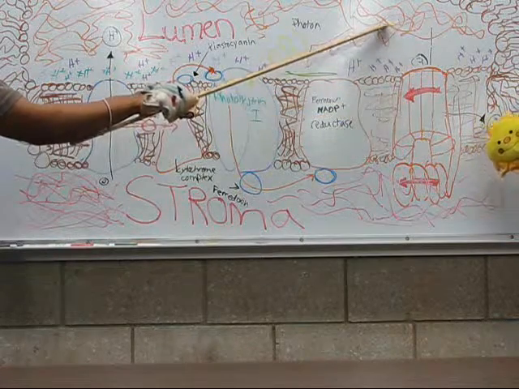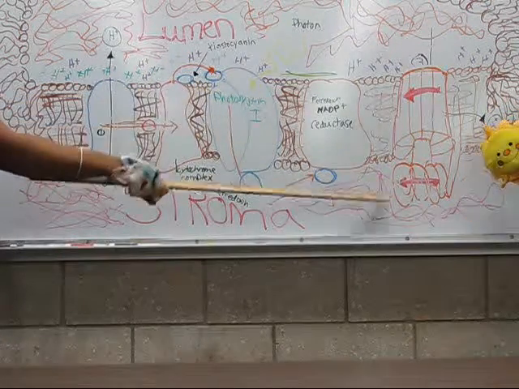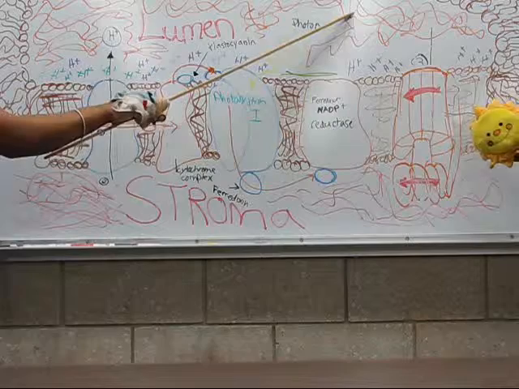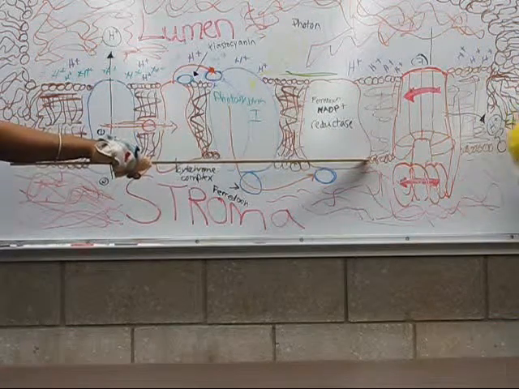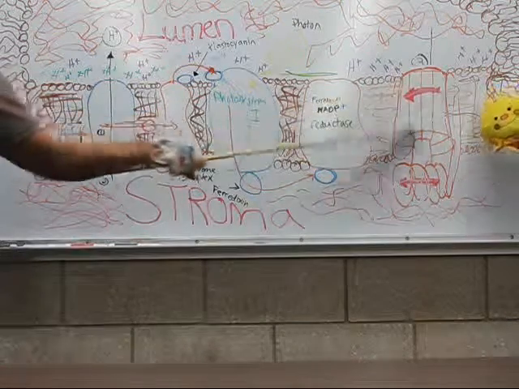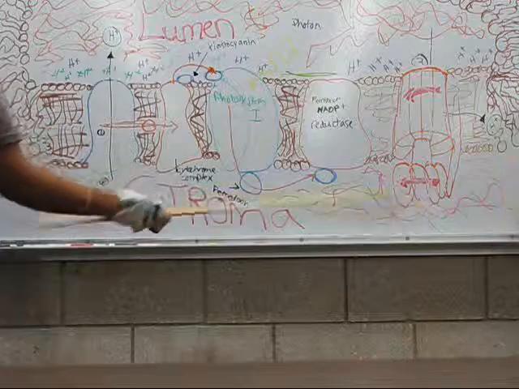But when they do come into the stroma, since the concentration of H plus is greater inside, it generates ATP through the ATP synthase. This would turn, and this would turn, which would produce the energy, ATP.